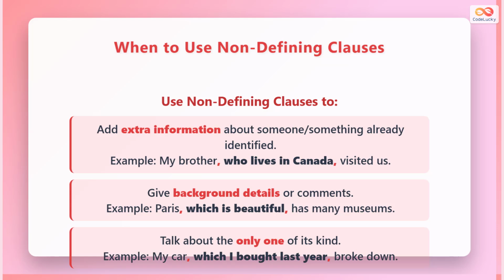Use non-defining relative clauses to add extra information about something already known to the reader or listener. This additional information helps to give background or comments, but is not crucial to the main point expressed in the sentence.